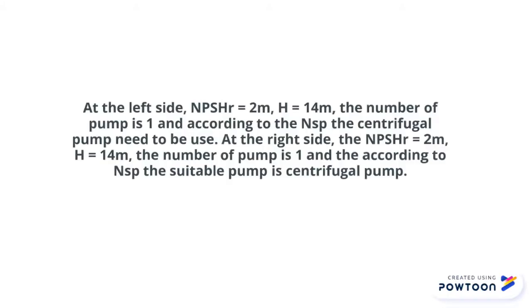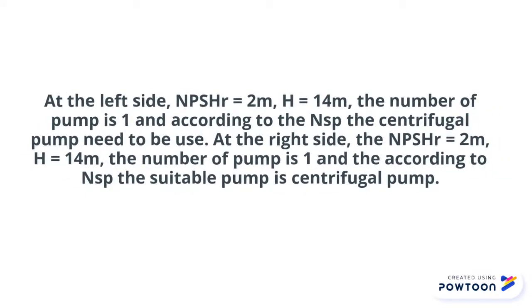At the left side, NPSHR equals 2 meter, H equals 14 meter. The number of pump is 1 and according to the NSP the centrifugal pump needs to be used. At the right side, the NPSHR equals 2 meter, H equals 14 meter. The number of pump is 1 and according to NSP the suitable pump is centrifugal pump.